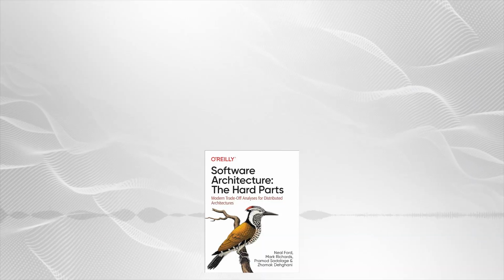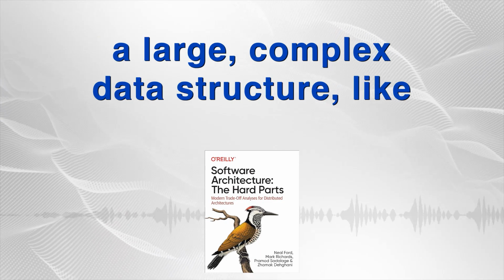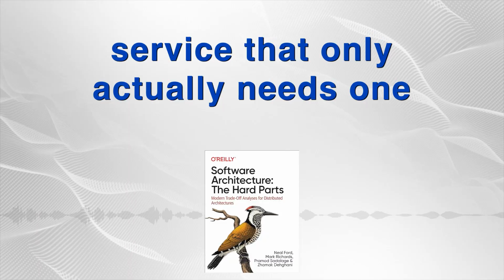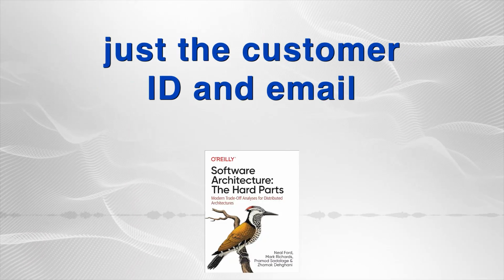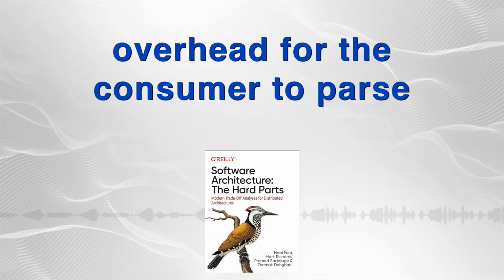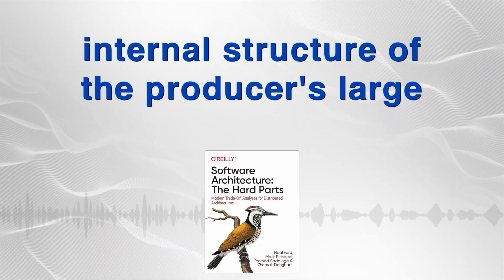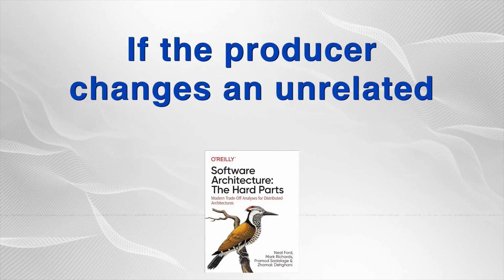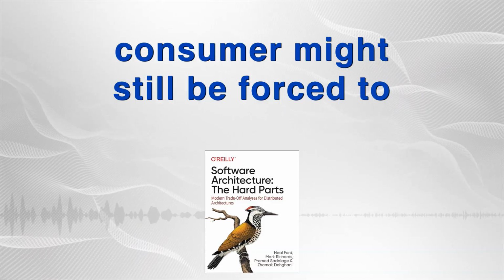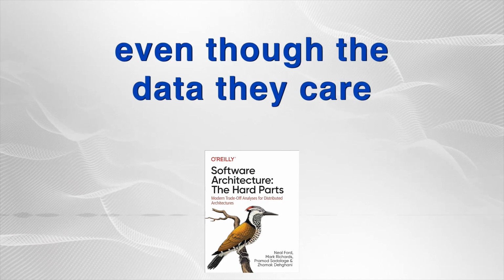The chapter also warns against an anti-pattern, stamp coupling. This happens when a service passes a large, complex data structure, like a whole customer object, to another service that only actually needs one or two fields from it, like just the customer ID and email address. Why is that bad? It wastes network bandwidth, increases processing overhead for the consumer to parse the large object, and crucially, it tightly couples the consumer to the internal structure of the producer's large object. If the producer changes an unrelated field within that large object, the consumer might still be forced to update if their tooling or libraries are sensitive to the overall structure, even though the data they care about hasn't changed.